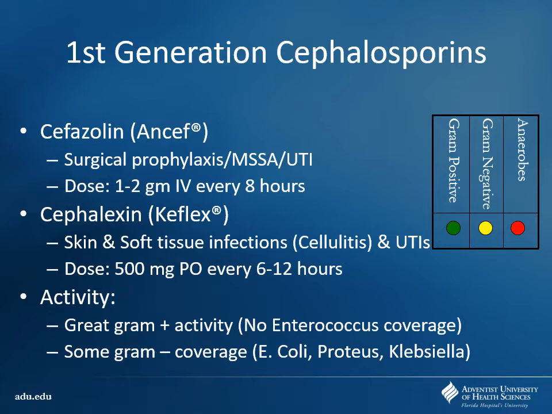Some UTIs can be treated by this, some of the more minor ones, but for the most part, you're going to see this used for a lot of surgical prophylaxis, MSSA, things like that. Keflex, very good for more run-of-the-mill sort of skin and soft tissue infections. You're going to see this used quite frequently for UTIs. However, though, they run into resistance quite frequently.